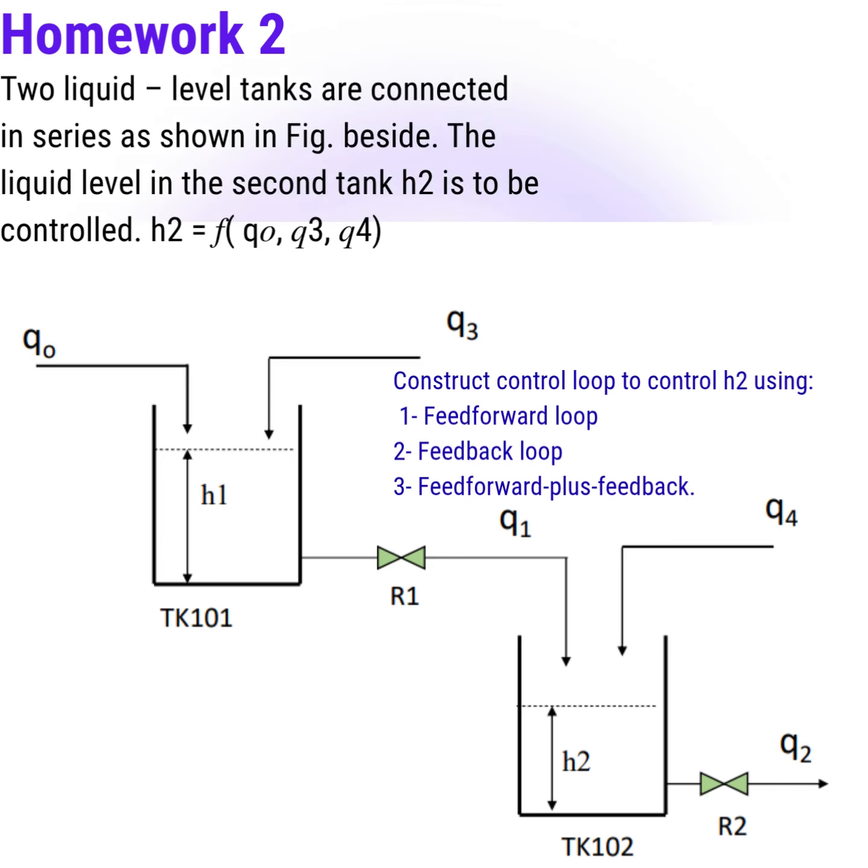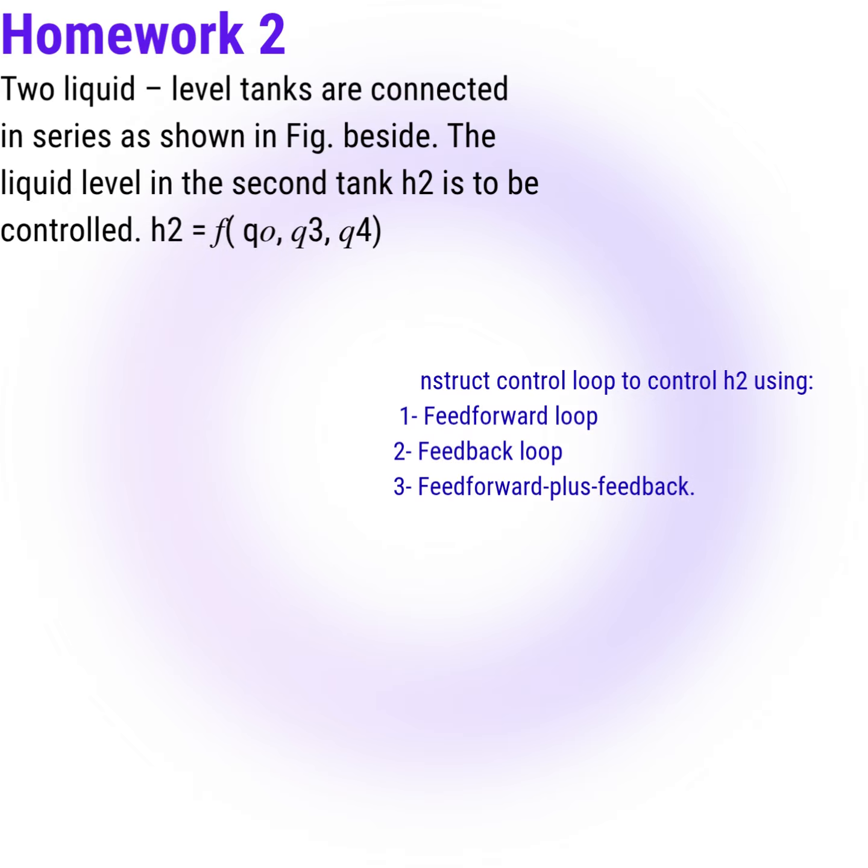Homework 2. 2 liquid level tanks are connected in series as shown in the figure beside. The liquid level in the second tank, H2, is to be controlled. H2 = f(Co, Q3, Q4).